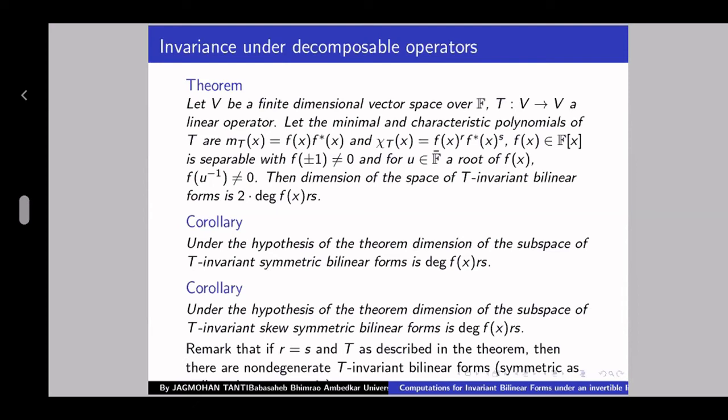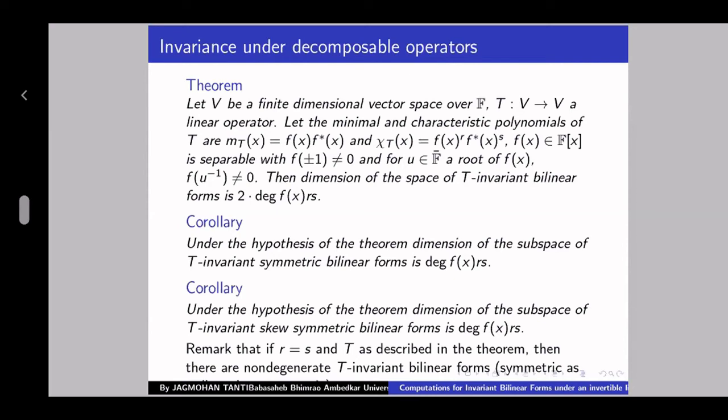And f of x is separable, with plus minus 1 not a root of f. And if u is a root of f of x, then f of u inverse is not 0; u inverse should not be a root of f. Yes, u inverse is going to be a root of f star of x. Then the dimension of the space of T invariant bilinear forms is 2 times degree of f of x times rs.